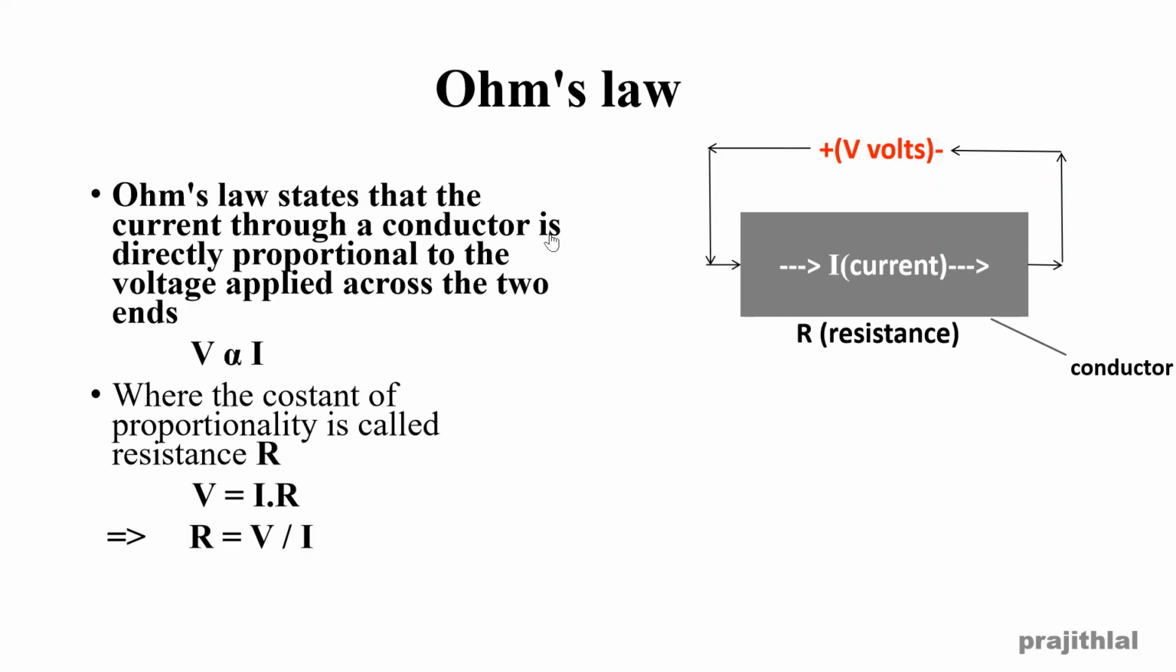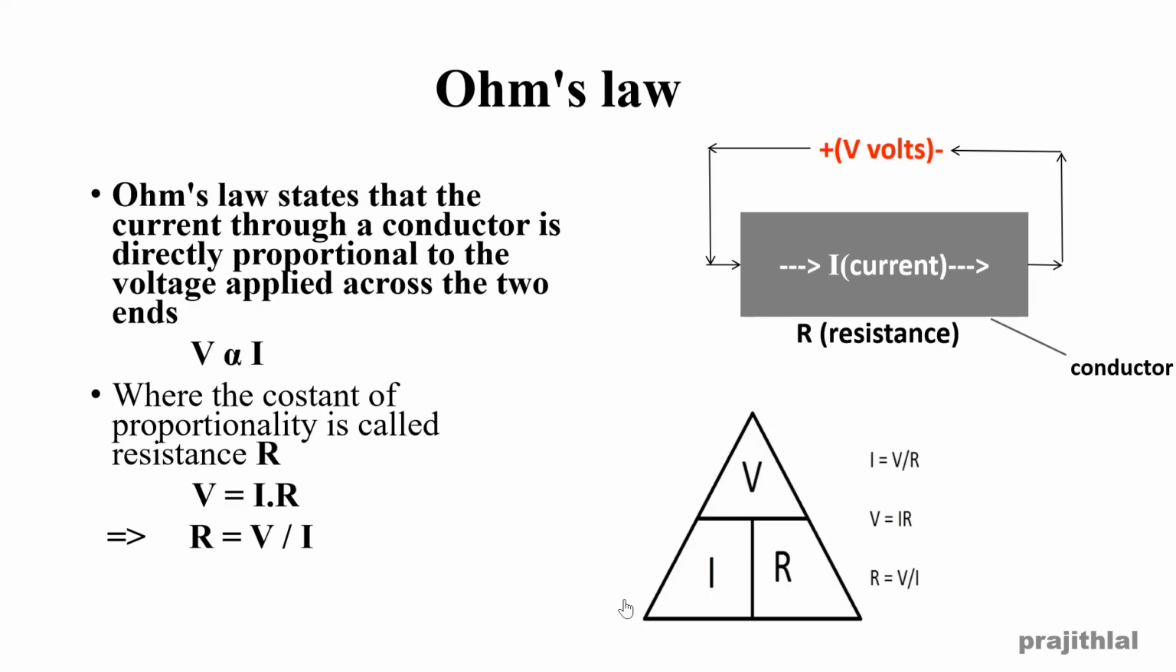So V is proportional to I, where the constant of proportionality is called resistance. So V equals IR. The constant is resistance R. Then resistance can be derived as V by I. So this is Ohm's law triangle.